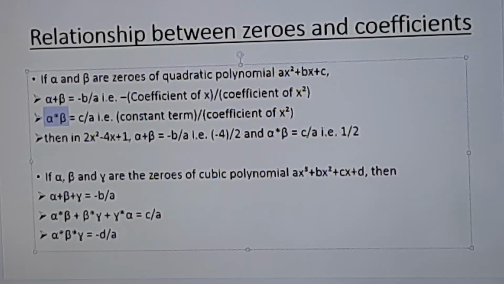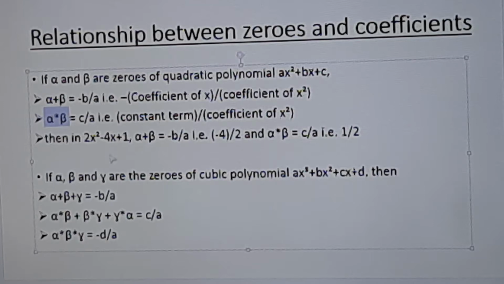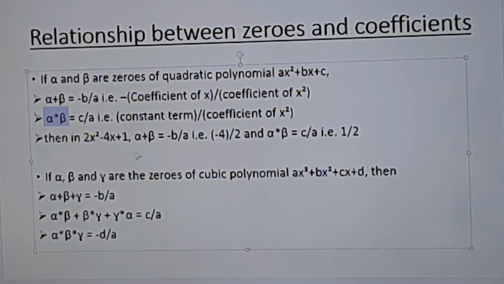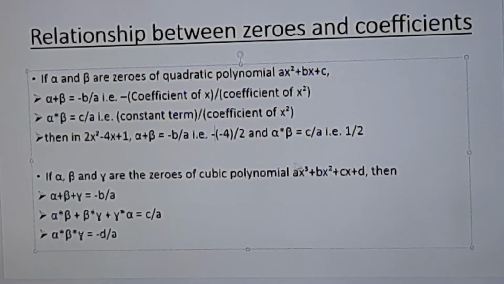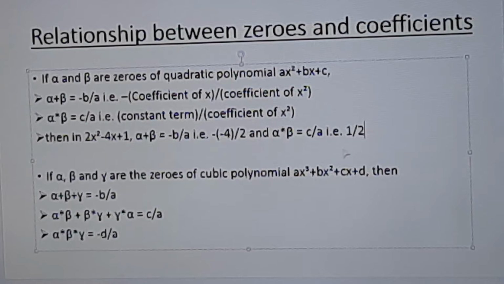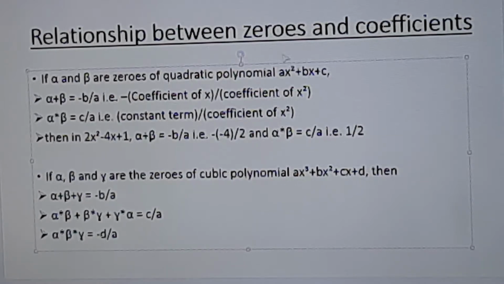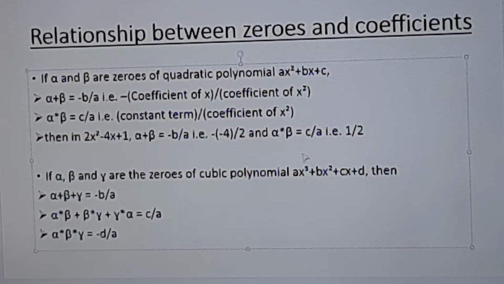Let's have a better understanding in the example. See, we have a quadratic equation 2x square minus 4x plus 1, where your a is 2, b is minus 4 and c is 1. So in that case, your sum of zeros, that is alpha plus beta, will be equals to minus of minus 4 by 2, and product of alpha beta, that is product of zeros, will be equals to c upon a, that is 1 by 2. Now we will understand it in a better way while solving the given problems.